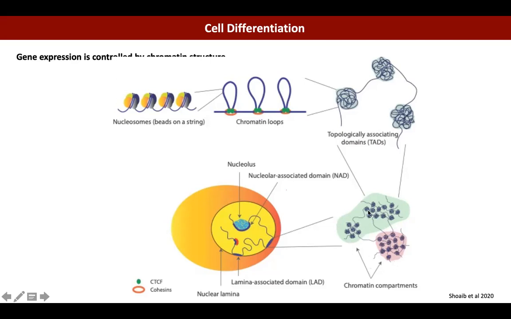So the more compact TADs are present in compartment A, and the more loosely spaced TADs are present in compartment B. There are different regions of the chromatin, for example, lamina-associated domains or nucleolar-associated domains. They belong to compartment A because they are more compact chromatin, and then interspersed is the euchromatin or compartment B. And the important thing here is that, like I said, there are many similarly expressing genes inside one TAD.